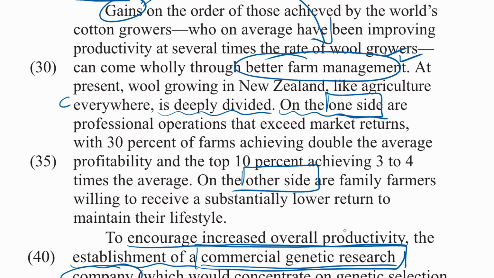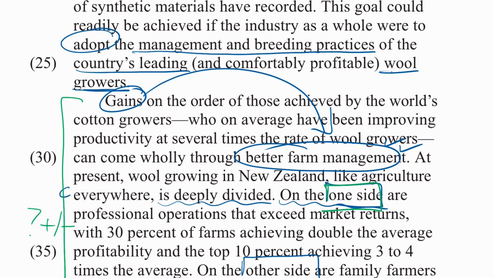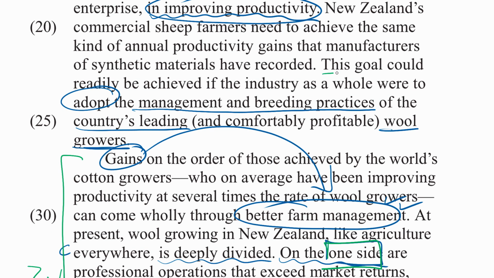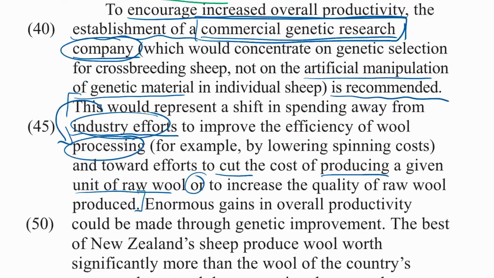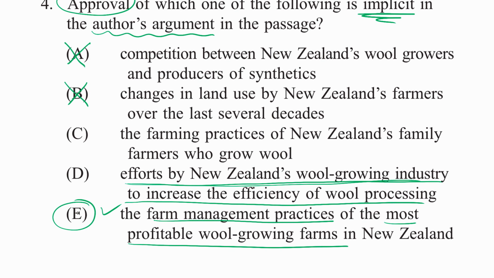So here we have this paragraph here. The other side are family farmers. So we're wondering about family farmers. They are willing to receive a substantially lower return to maintain their lifestyle. Doesn't say anything negative. This is kind of like neutral. Oh, here we are. Okay, this goal of greater productivity can be readily achieved if the industry as a whole were to adopt the management and breeding practices of the country's leading wool growers. There's our answer. The author is recommending this, which means that the author must think it's a good thing. So here's our answer. E.